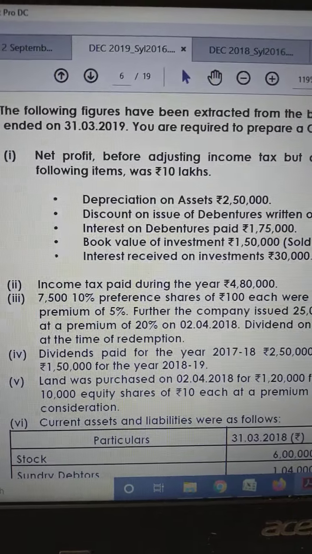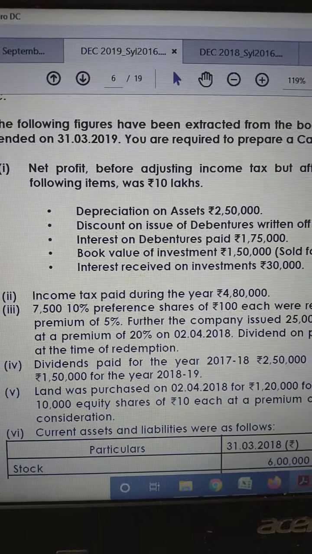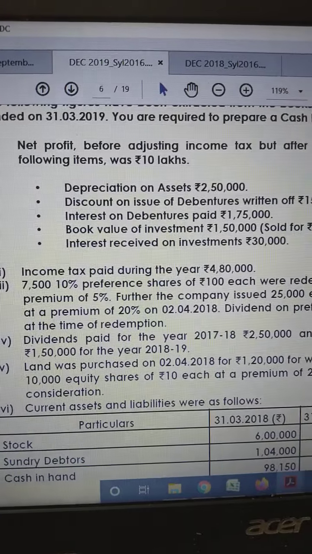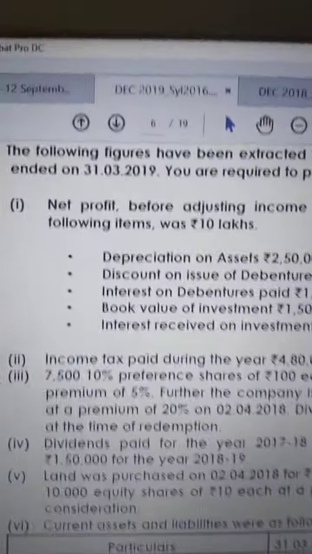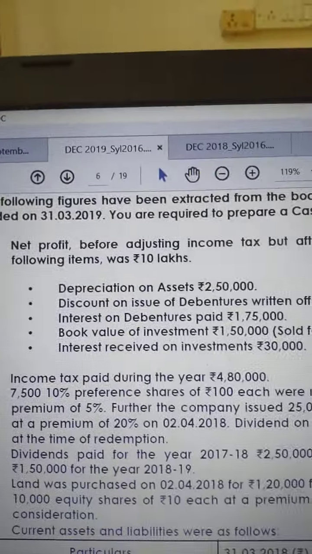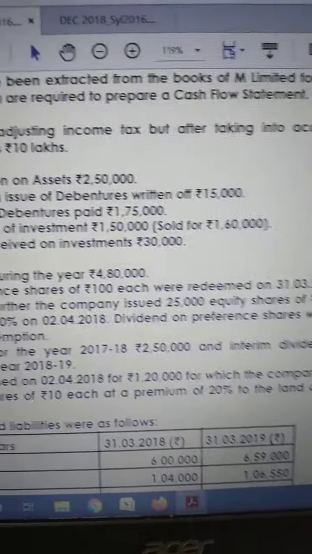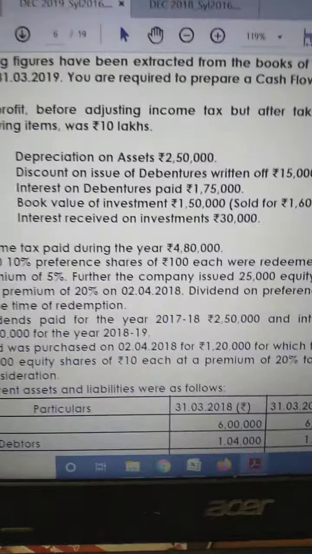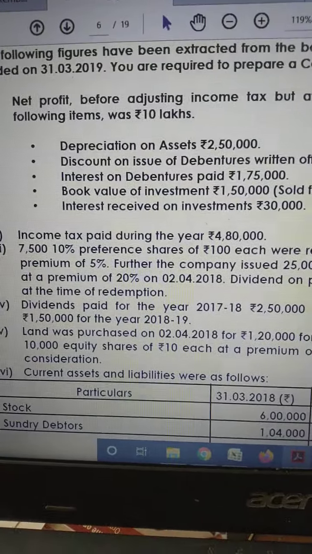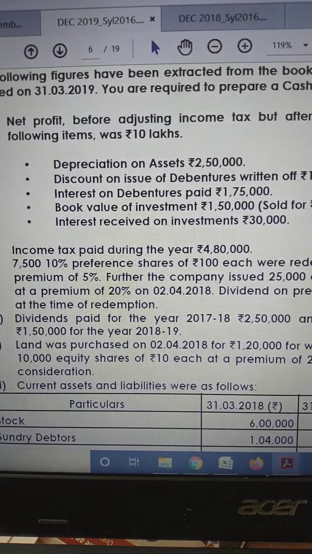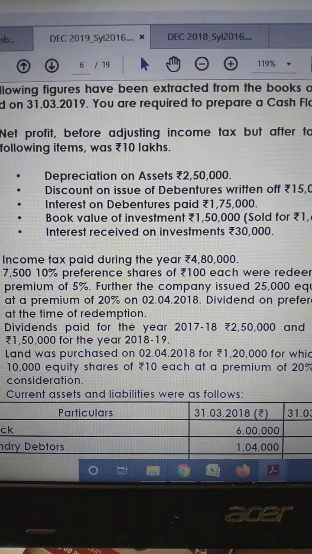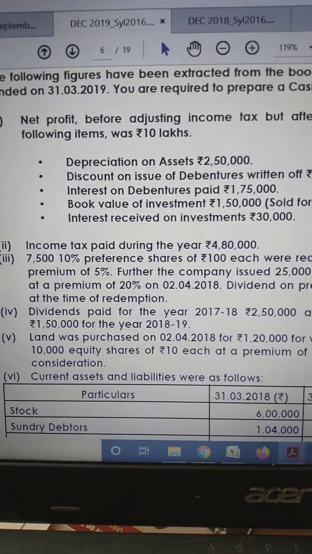So now just go through the question. This is M Limited. They are asking us to prepare the cash flow statement. First item, net profit before adjusting income tax. The net profit before income tax figure is given, but after taking into account the following items. Net profit before tax is how much? 10 lakh rupees. That is your opening balance.